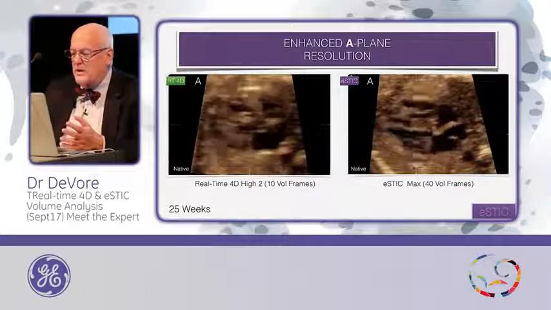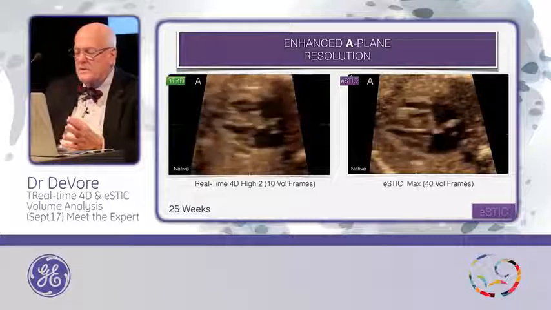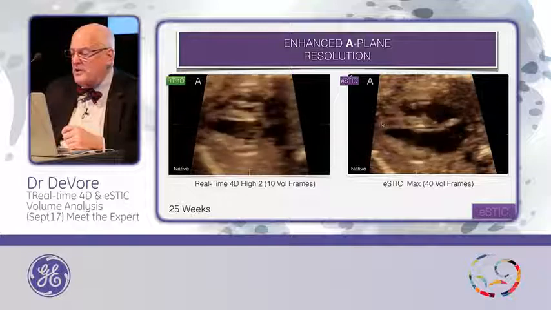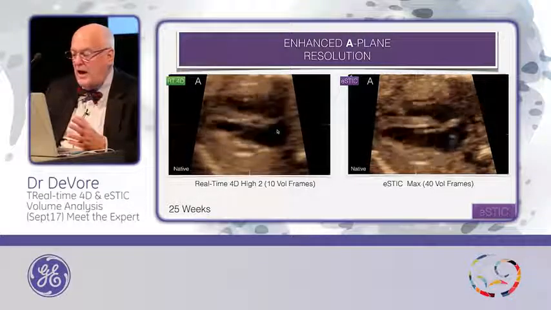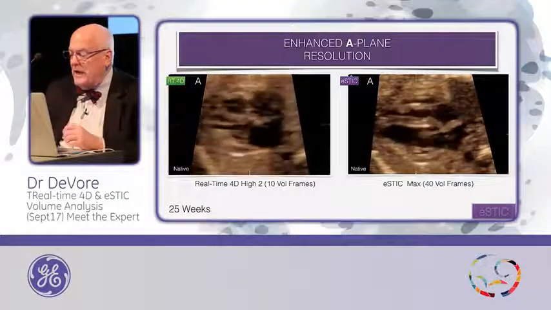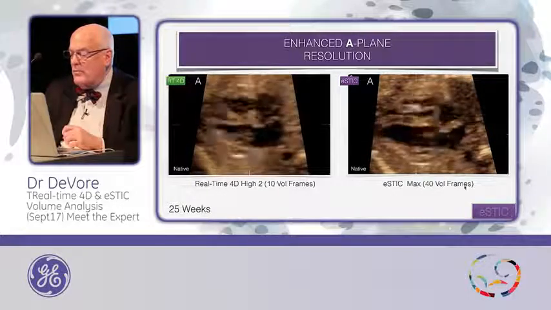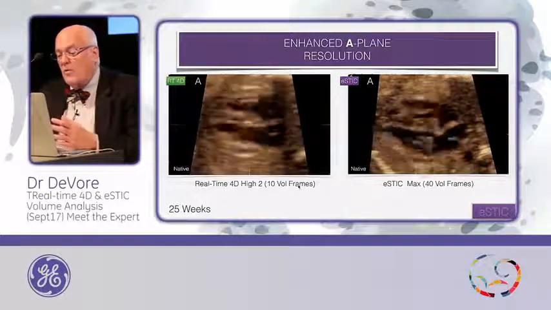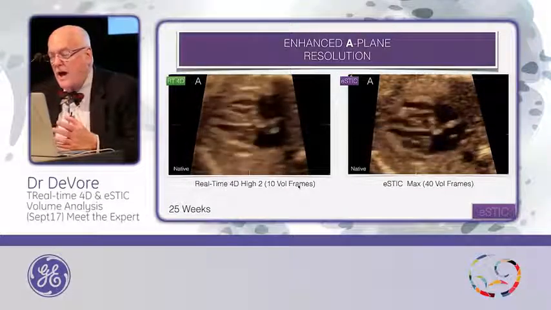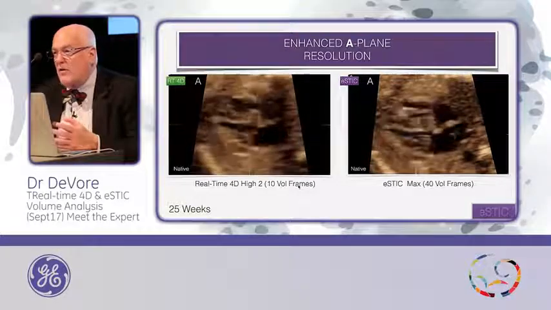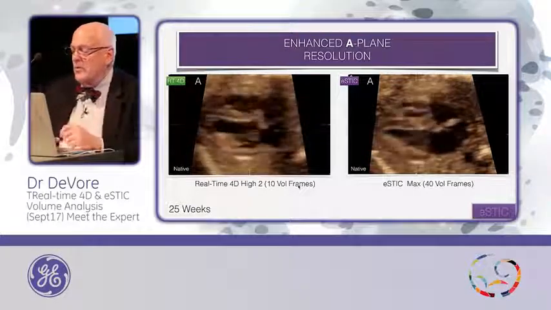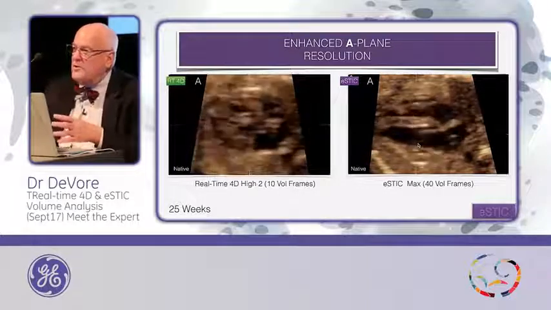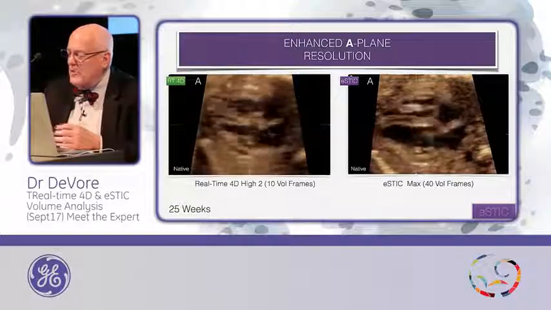So here we are. Let's now do some comparison. Same fetus. We have real-time 4D on your left, and we have an eSTIC on your right. What you observe is a higher resolution image with the eSTIC, and we have 40 volume frames in one cardiac cycle, where here we have 10 volume frames. But again, what's the advantage of the real-time 4D? I can acquire it any time and not have any movement artifact if the fetus does move. Whereas here, if the fetus doesn't move, I can acquire an image that has higher resolution and more frames per cardiac cycle.